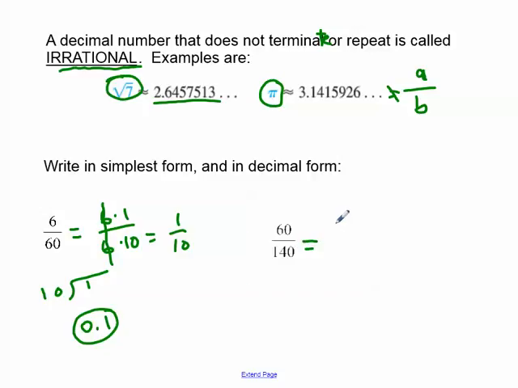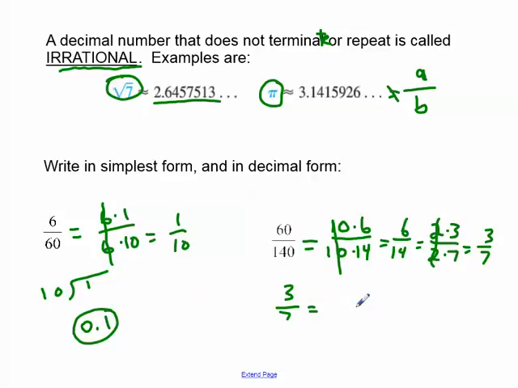60 over 140. The easiest way to say this would be 10 times 6 over 10 times 14. 60 is 10 times 6. 140 is 10 times 14. 10 divided by 10 is 1. So I've got now 6 over 14. Each one of them has a 2. 6 is 2 times 3, 14 is 2 times 7. 2 divided by 2 is 1. I've got 3 over 7.